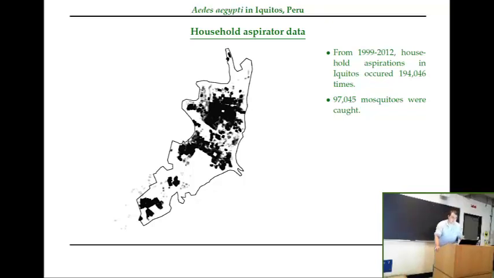I mean, it's easy for me to say only, I didn't have to count them. But if you think about it, that means on average we're collecting about half a mosquito every time we go out. There's not very many mosquitoes. At least there are not very many Aedes in Iquitos.